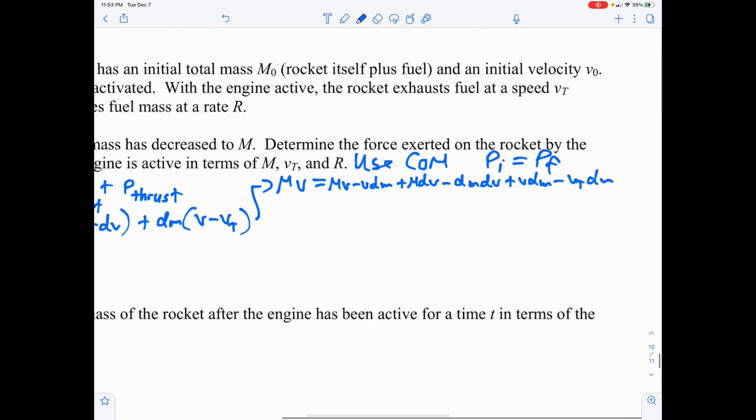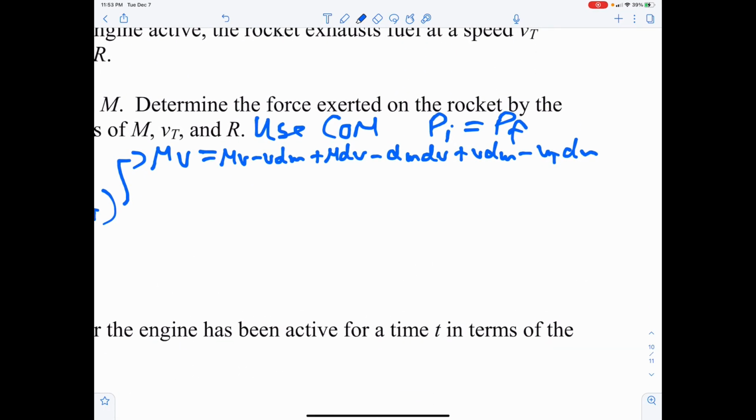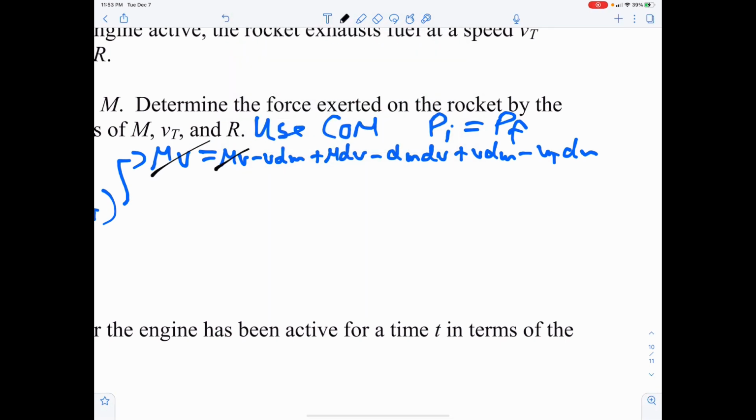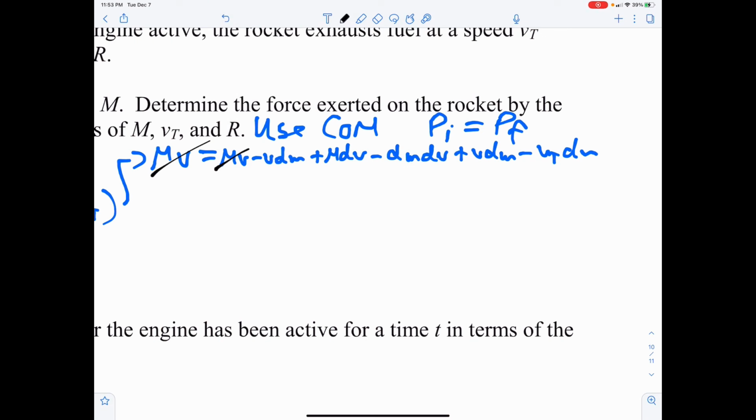Now, if you look carefully, a lot of stuff is going to cancel. Don't blink, you're going to miss it. The mv's cancel. And actually this value of dm times dv is also going to go to 0 because it's basically too small.